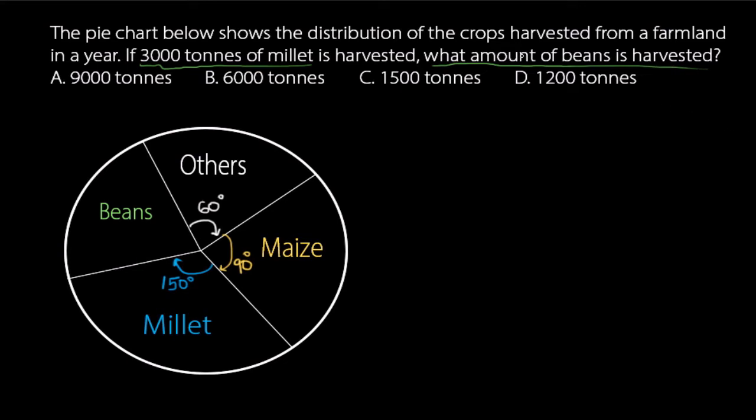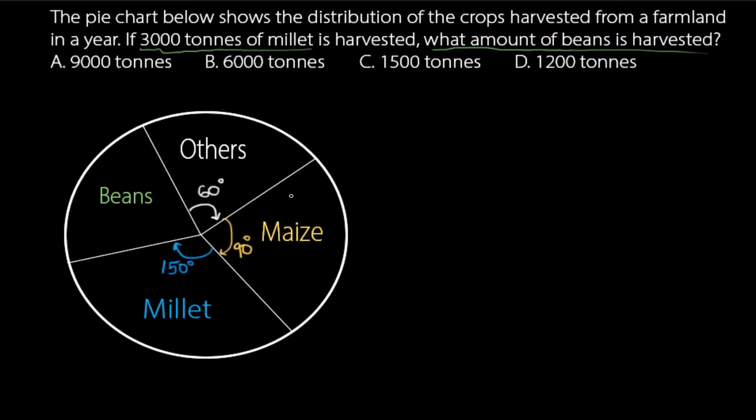Before we begin to answer the question, let's take a look at the pie chart itself. Millet has a proportion of 150 degrees out of the whole 360 degrees of the circle. Maize has 90 degrees out of 360 degrees. For beans we are not given the angle, but we know that others, the other harvest, has 60 degrees out of the whole 360 degrees of a circle.